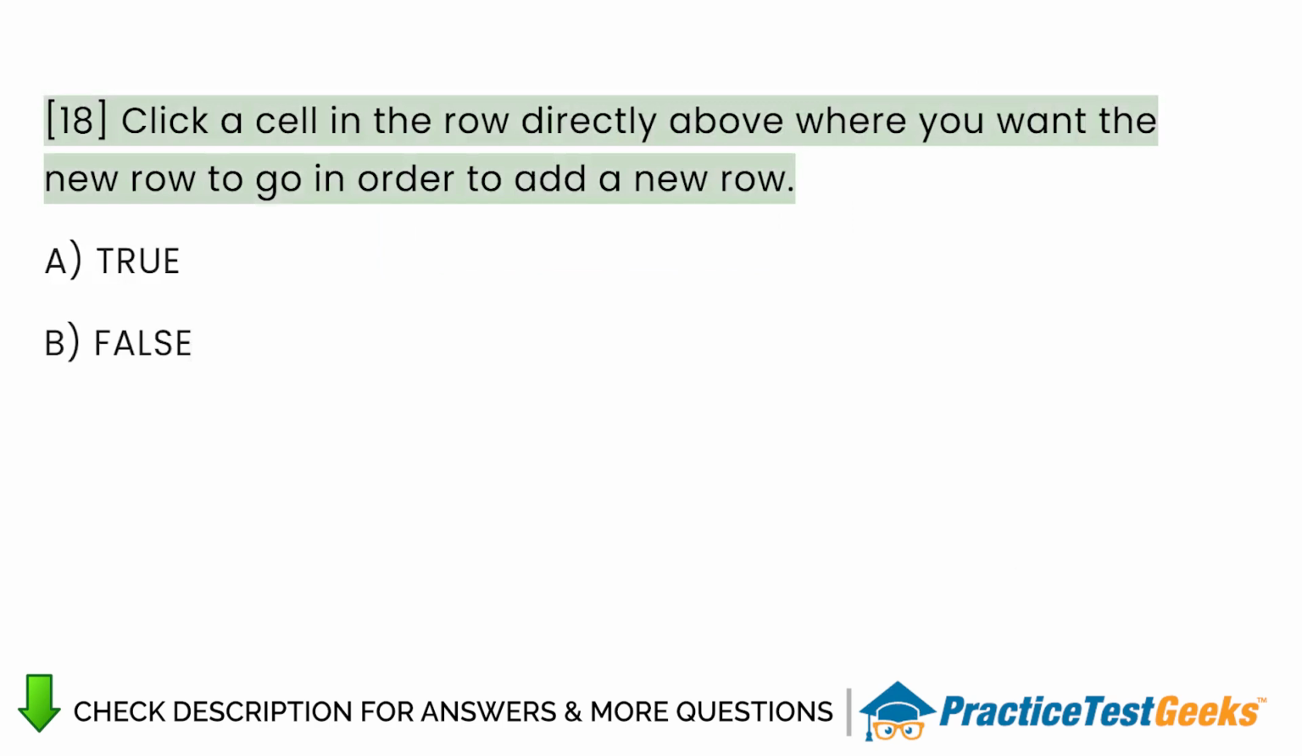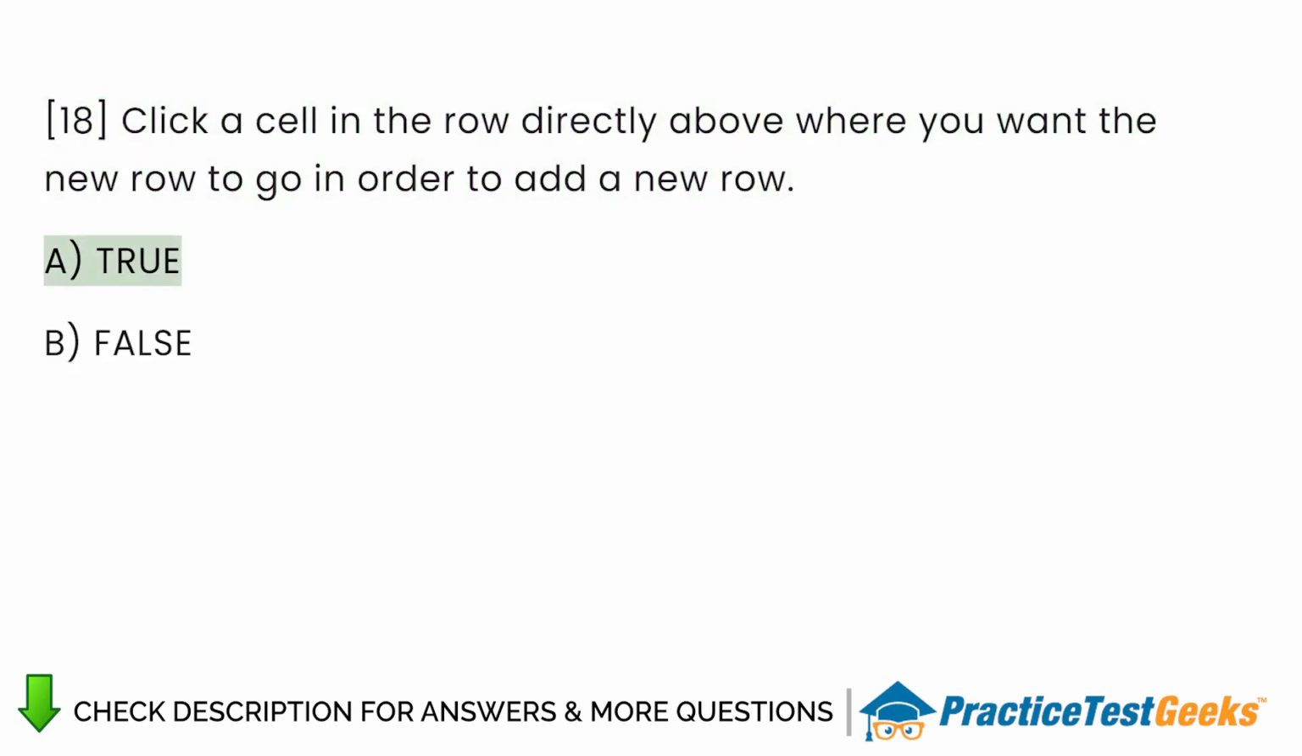Click a cell in the row directly above where you want the new row to go in order to add a new row. A. True. B. False.